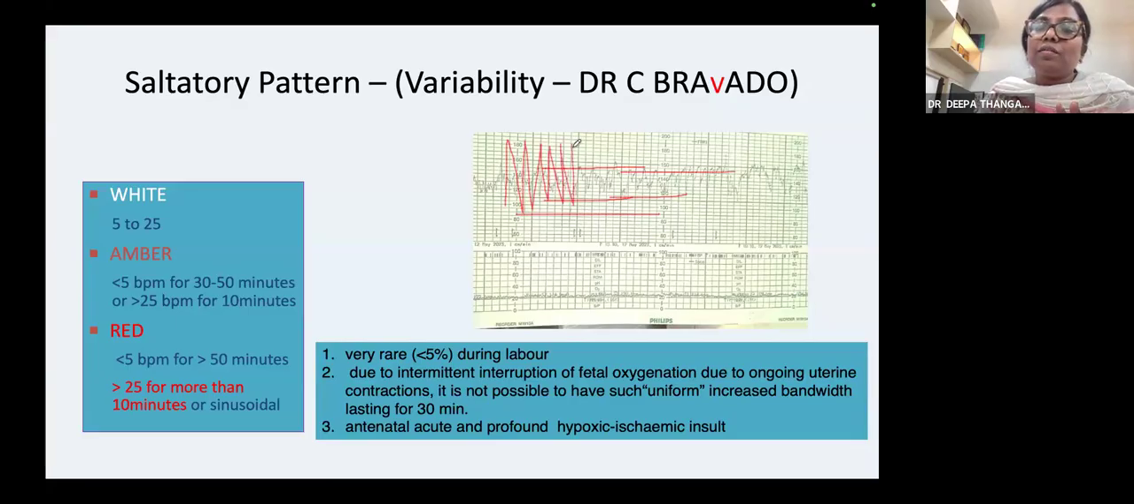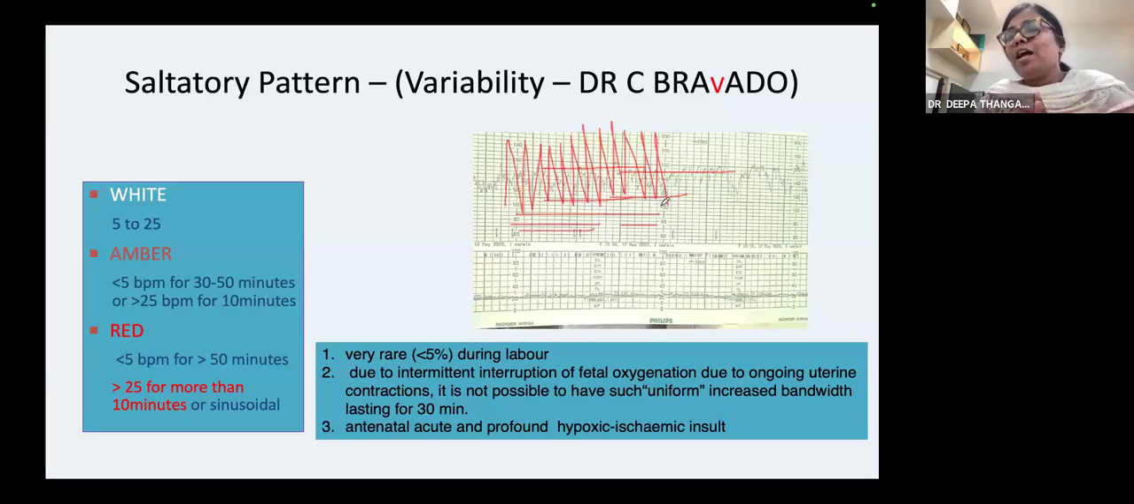The guideline says the saltatory pattern will stay like this for 25 beats for 10 minutes. Even for 1 or 2 minutes, the hypoxia rates will increase. That is what they have found out. So this is more than 25 beats, like chuck, chuck, chuck, it goes up and down and stays like this for 2 to 3 minutes. 2 to 3 minutes means 3 big squares, 2 big squares.